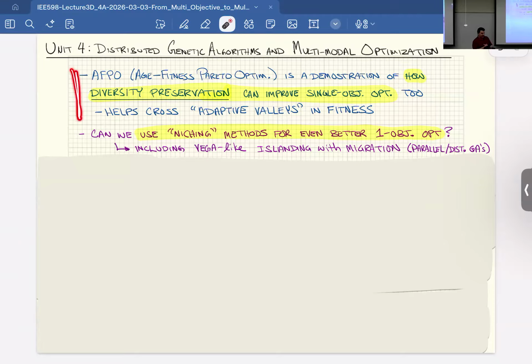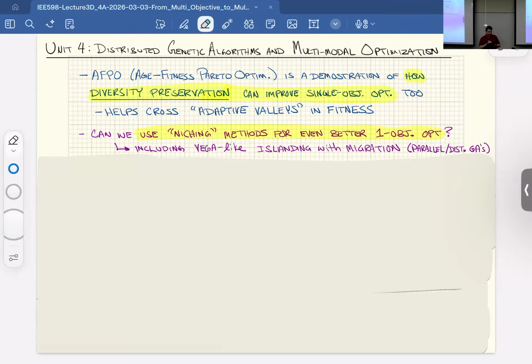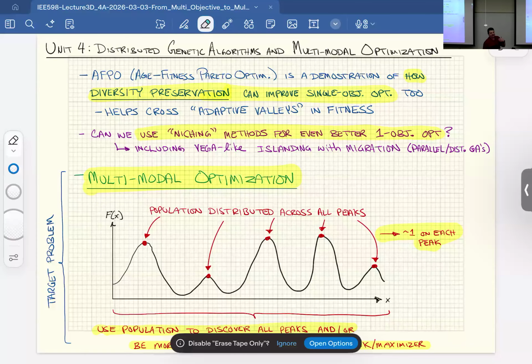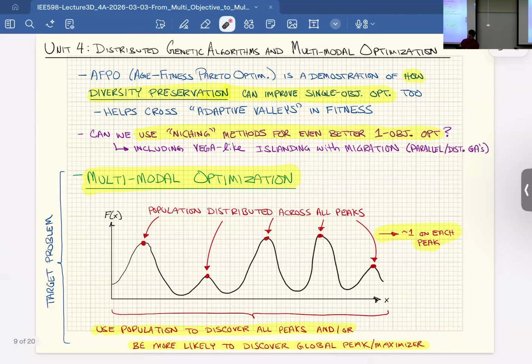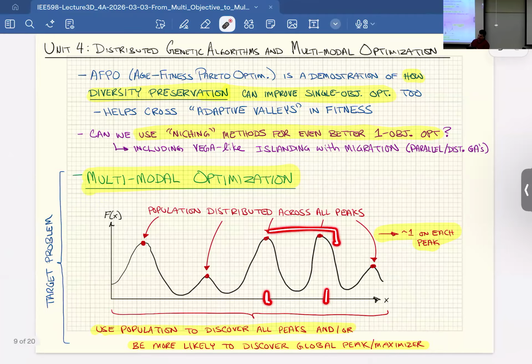So I've already talked about how AFPO is an example of how you can use multi-objective methods to maintain diversity to maybe make you better at a single objective. So now we're going to shift this idea to say, well, what if I don't just want the best solution? What if I want to find all the peaks? What if I've got some designs which perform equally as well as other designs. But I even want to know other designs that are just kind of locally good, even though they aren't necessarily as good as other designs that are available.